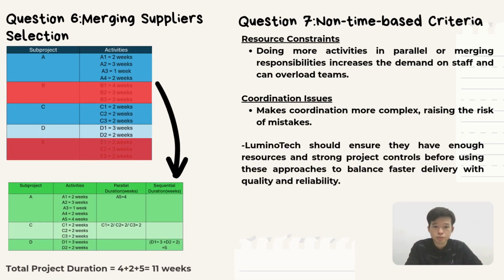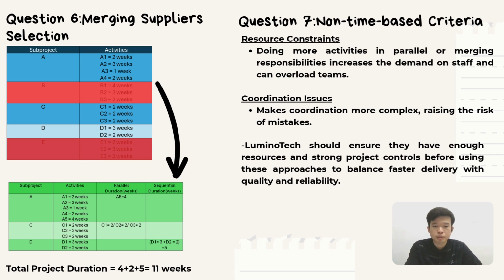For question 6, merging supply selections, we consider what happens if we merge the supply selection activities E1 and E2 into sub-project A as a new activity A5 with a duration of 4 weeks. This new activity is scheduled to run in parallel with A1, A2, A3, and A4 at the same time. Sub-projects B and E are completely removed from the project.